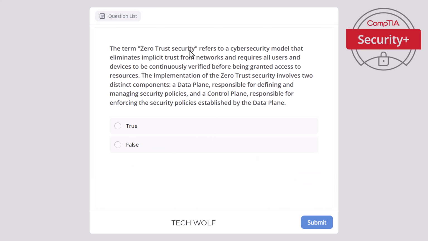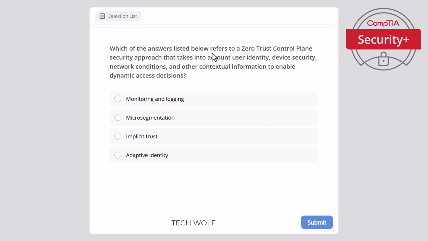The term Zero Trust Security refers to a cybersecurity model that eliminates implicit trust from networks and requires all users and devices to be continuously verified before being granted access to resources. The implementation of Zero Trust Security involves two distinct components: data plane, responsible for defining and managing security policies, and control plane, responsible for enforcing the security policies established by the data plane. Is this true or false? And this is false.